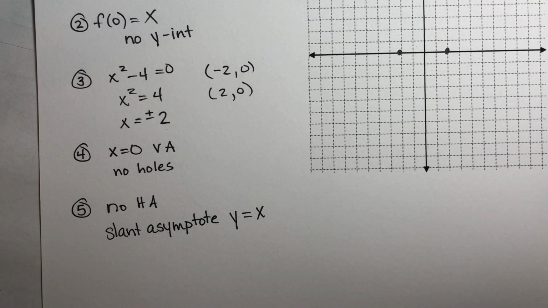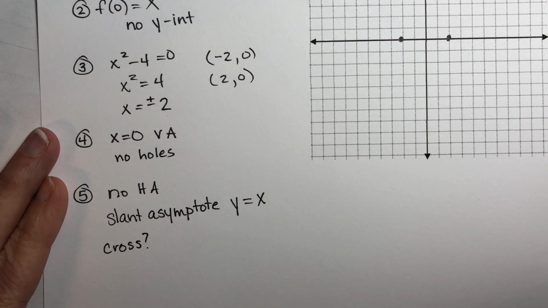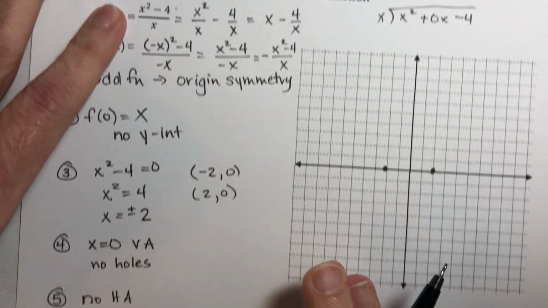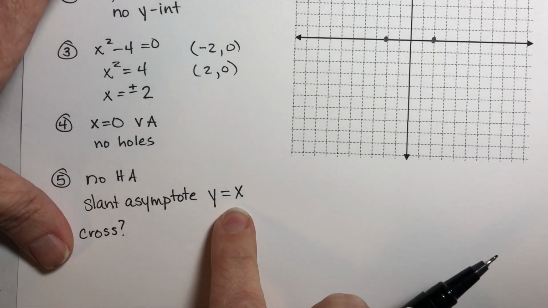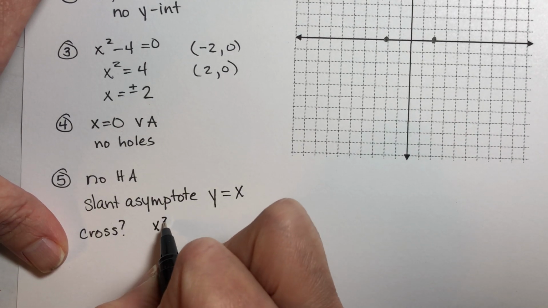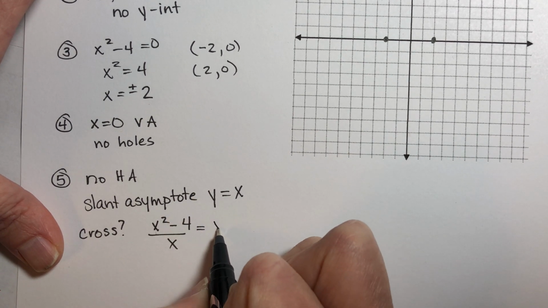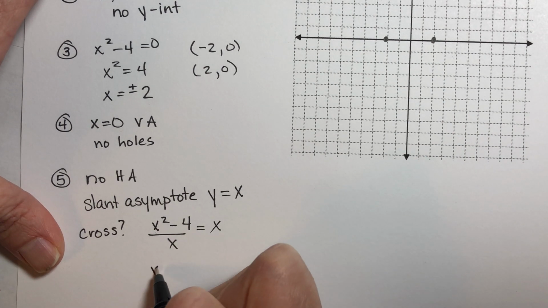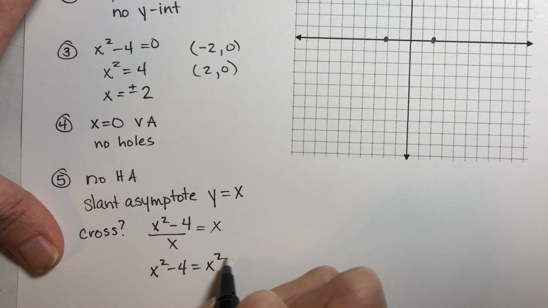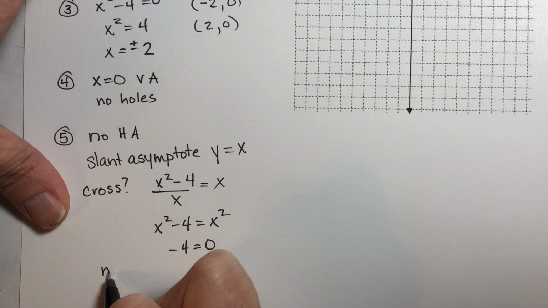It's the same basic idea. We're going to get really, really close to this, but we probably aren't going to touch it. We need to find out if we cross it. So I'm going to take our original and set it equal to x. If we get an answer somewhere, then that means we do cross it. So I take x squared minus 4 over x, set that equal to x. I multiply both sides by x. I get x squared minus 4 equals x squared. And again, you get something ridiculous: negative 4 equals 0. So we never cross this.